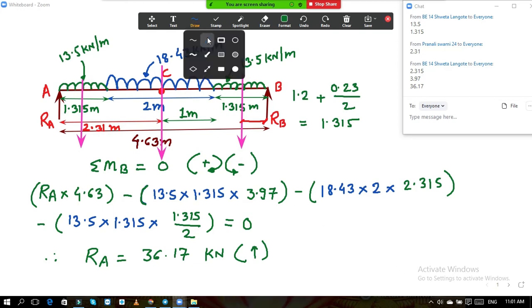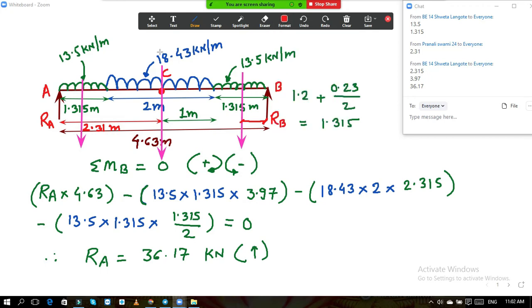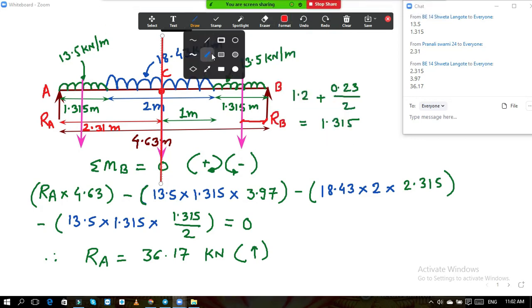So here at point C, I will consider the section. I will draw a line with red ink. That is our section. Okay, here is our section, exactly over this line. So I will give the name to this also. What is this?